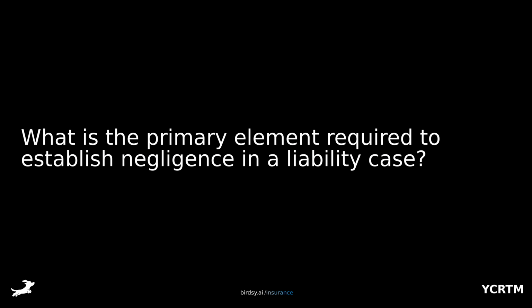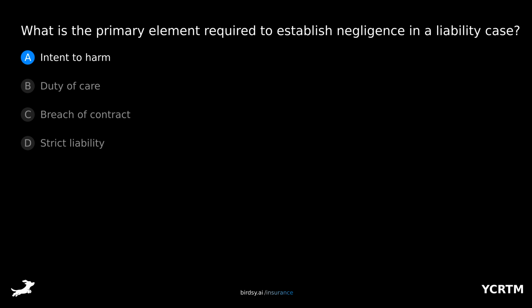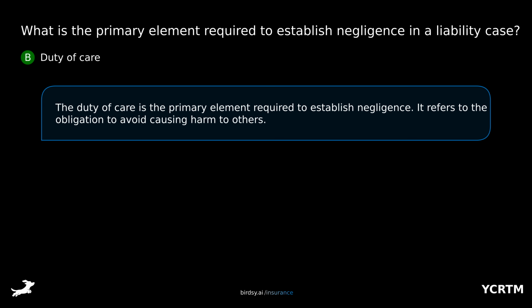What is the primary element required to establish negligence in a liability case? Is it A, intent to harm, B, duty of care, C, breach of contract, or D, strict liability? The answer is B, duty of care. The duty of care is the primary element required to establish negligence. It refers to the obligation to avoid causing harm to others.